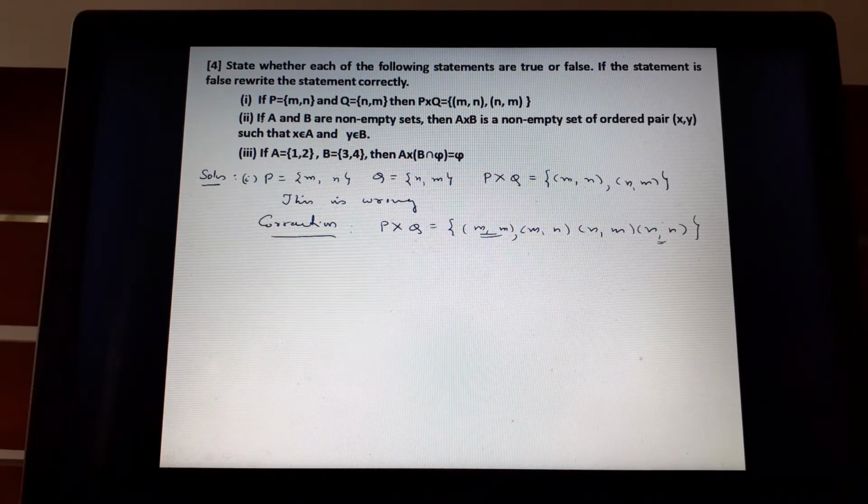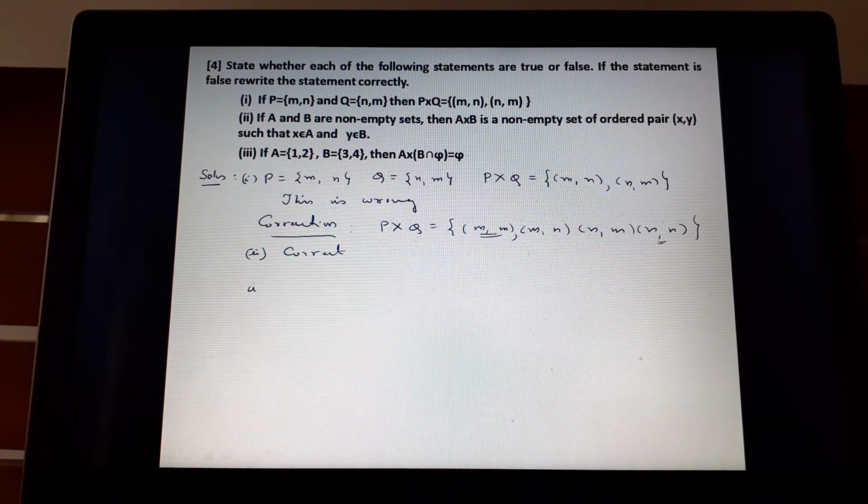Second one, if A and B are non-empty sets, then A cross B is a non-empty set, definitely. It is the set of ordered pairs (X, Y) such that X belongs to A, Y belongs to B. This is the definition of A cross B. Definitely it is true, so there is nothing to change. Therefore this is correct.